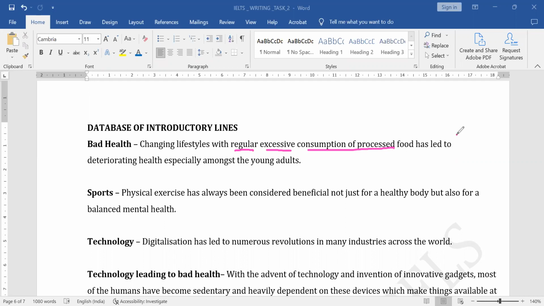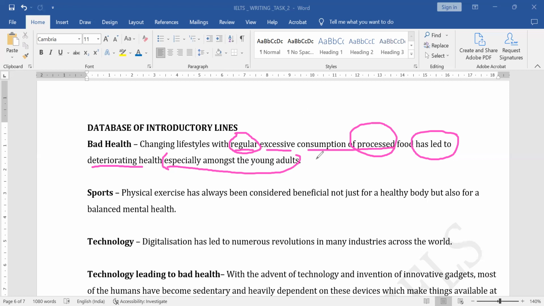Has led to, so I am talking about A has led to B. This is the general structure. Deteriorating, what is deteriorating? Poor health, bad health. Quality is getting low. So health, and especially why young adults? Because who's eating mostly or regularly the processed food? Young adults, not the old people. Of course, children are also eating, but then they are more controlled by the parents, right?